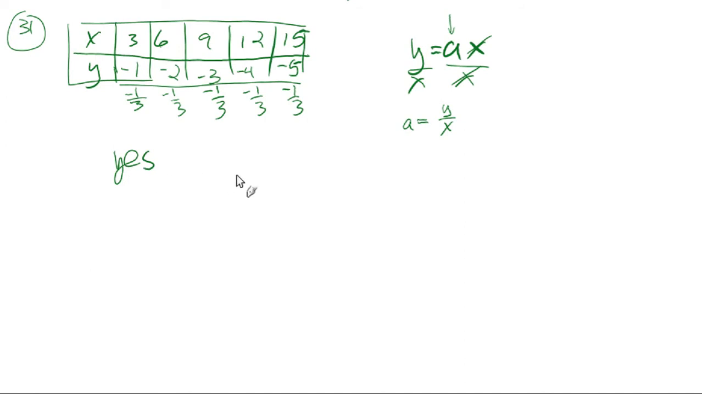Is there any more information they want? They want an equation. So the equation's not difficult. We know it's y equals a times x, and a, we just found several times over, is negative 1/3. There we go. See if we can squeeze in number 32 on this same screen.